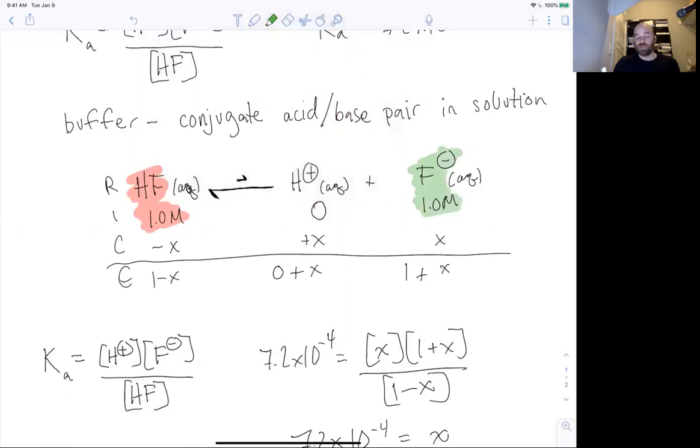It's particularly true in the initial period, when you're just starting. If you're trying to make a buffer, you will take the acid and its conjugate base, and you'll add those both to solution. So why do we care? Why are we giving this a special name?